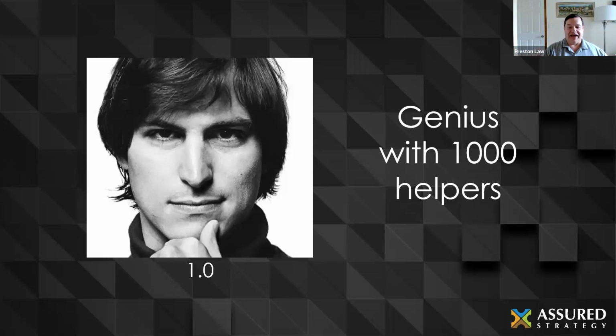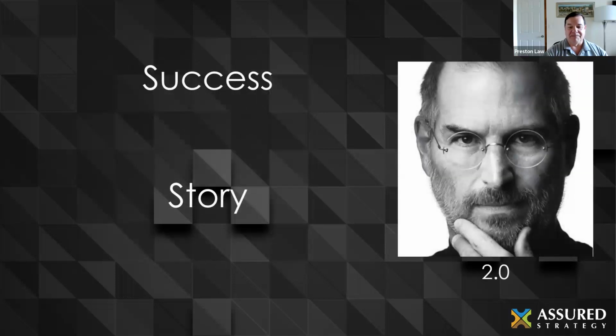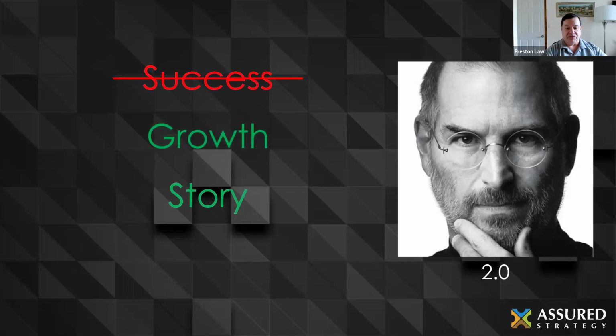If we look at Steve Jobs when he was younger, he was notorious for being temperamental, demeaning, and having outbursts. People thought he was immature, and I think that's probably why he got pushed out of Apple. But when they brought him back in, his leadership effectiveness had grown. He had grown along with the company, and they say he became a genius with 1,000 helpers. As he grew, that was part of his success. So the success was driven by his growth. His growth was not driven by his success.